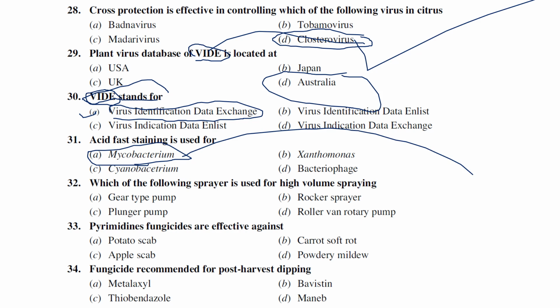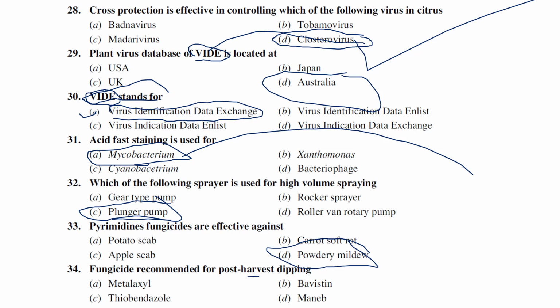Which of the following sprayers is used for high volume spraying? Among the given sprayers, the plunger pump sprayer seems to be the high volume sprayer. Of course the rocker sprayer is also, but compared to the rocker sprayer, the plunger pump sprayer is the high volume sprayer. Pyrimidine fungicides are effective against powdery mildew.